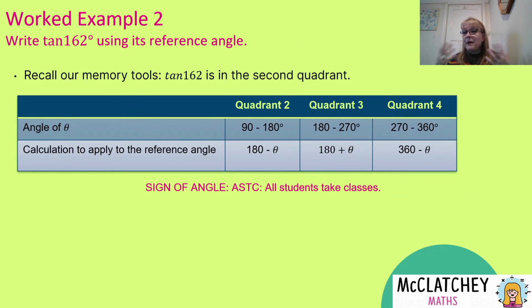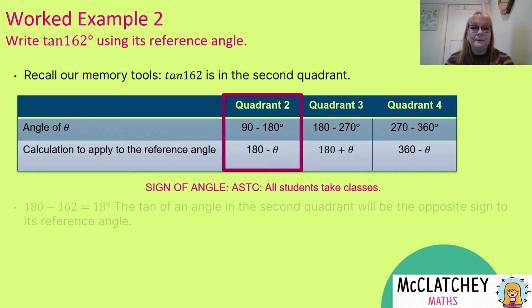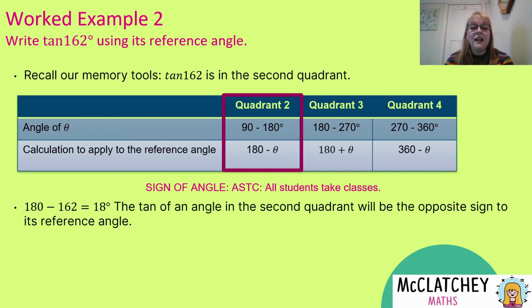So let's bring up our memory tools again. We're interested in that second quadrant. That's that first box there. To get our reference angle, we take 180 degrees, take away theta. Now 180 take away the 162 is going to give us our reference angle, and that's going to be 18 degrees.